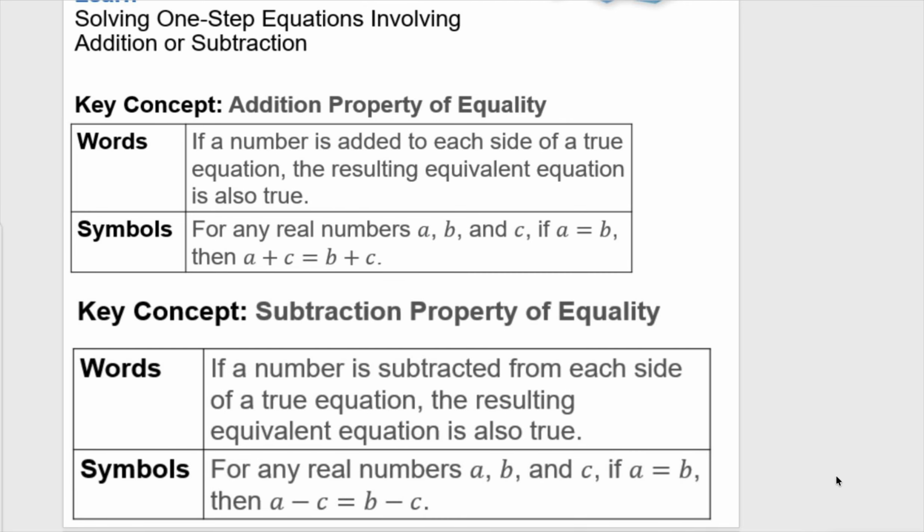For solving one-step equations using addition or subtraction, we're going to use the addition property of equality and then the subtraction property of equality. And that basically states if a number is added to each side of the equation, the resulting equivalent equation is also true. And that just means we're trying to balance the equation.